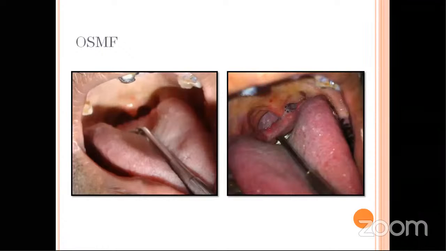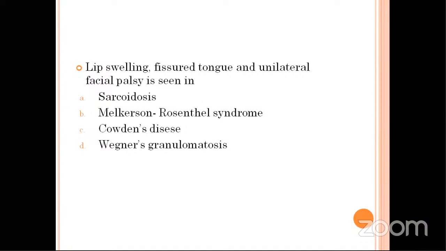Some of the pictures showing OSMF, the involvement of uvula, shrunken uvula, hockey stick shape uvula or bud shape uvula. Lip swelling, fissure tongue, and unilateral facial palsy is seen in Melkersson-Rosenthal syndrome. Okay.